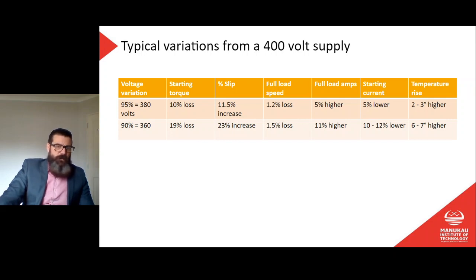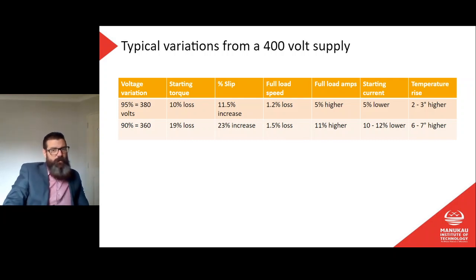At 90% of the voltage, so we're down to 360 volts, now we've got nearly 20% loss of starting torque, 23% increase in slip, losing 1.5% of our speed, 11% higher current, that's quite a lot, and our starting current is 10 to 12% lower, and temperature is 67 degrees higher. So we can see there that as we drop our voltage on that motor, it has cumulative negative effects on the operation of our motor.